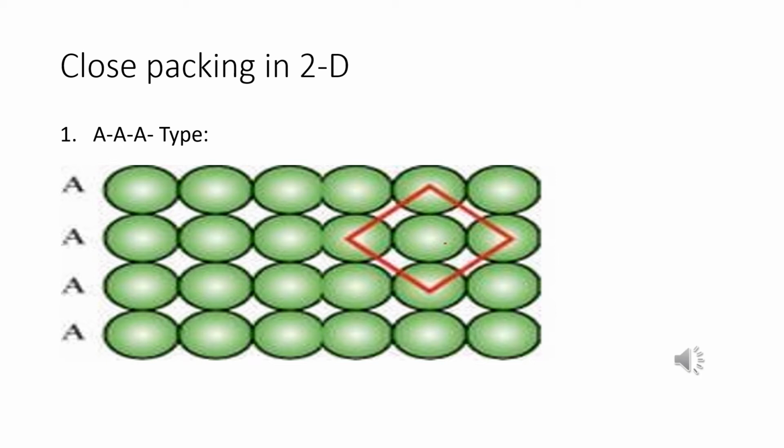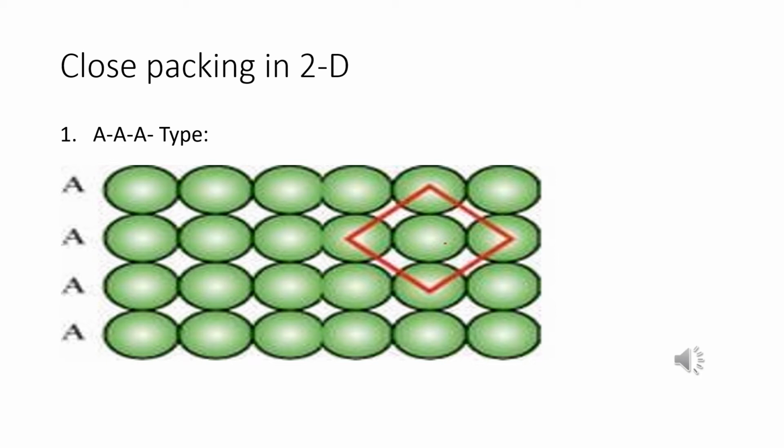Let us see this picture. In this arrangement, each sphere is in contact with four neighboring atoms. So the coordination number of square close packing in two dimensions is 4. Here, when the centers of four neighboring spheres are joined, we get a square shape. So this packing is known as square close packing in two dimensions.